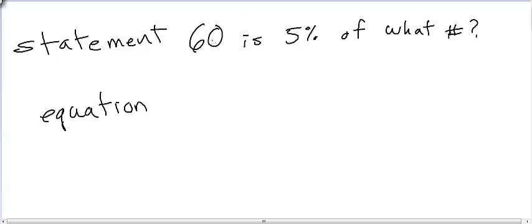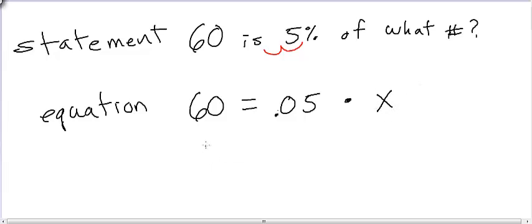So in my equation, 60 is 60. Is, as I said, is interpreted as an equal sign, so I'll make it equals. 5% I want to include, but I can only include it as a decimal, so I need to change it to a decimal form. Move my decimal point 2 spaces to the left to give me 0.05. Of becomes multiplication. What number is my variable, so I'll call it x. So I'm really looking to solve the equation 60 equals x times 0.05.